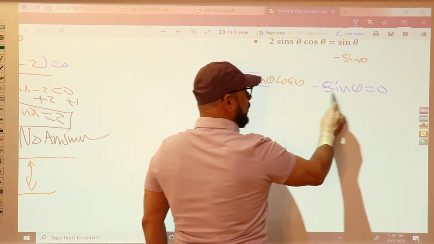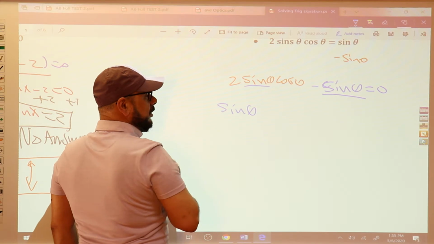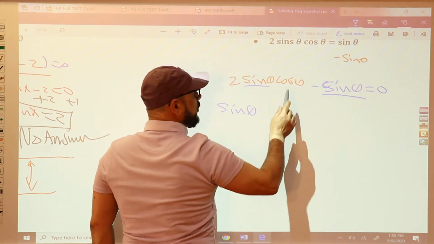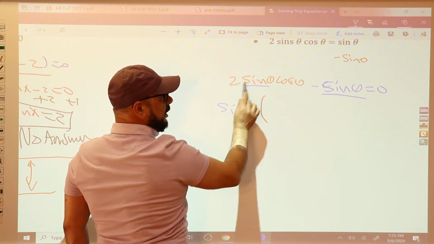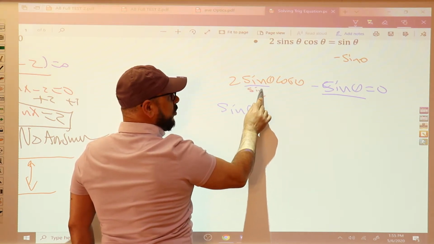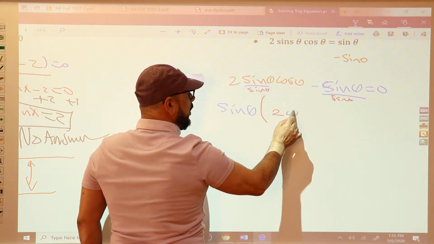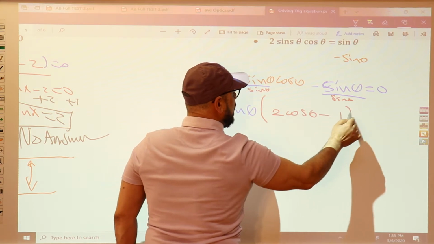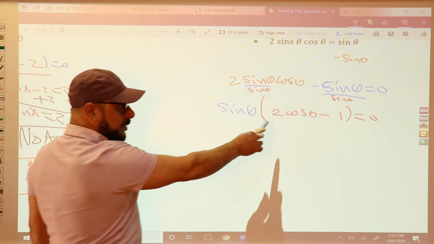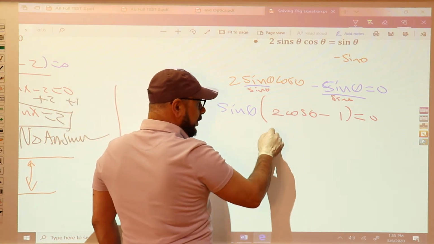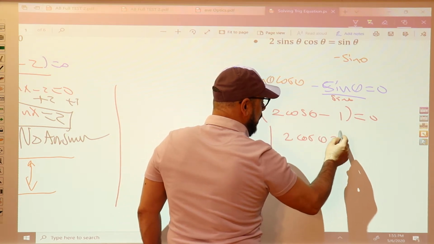Now sine theta here and sine theta here, take them as a GCF. Sine theta, open parentheses, and divide by sine theta. When you divide by sine theta here, and here sine theta will be 2 cosine theta minus 1 equals 0. Then now we have two possible solutions. Let me start with the red, because I have the red already.